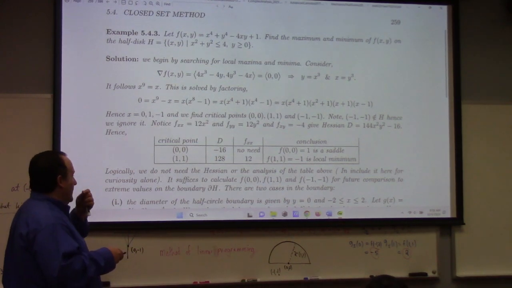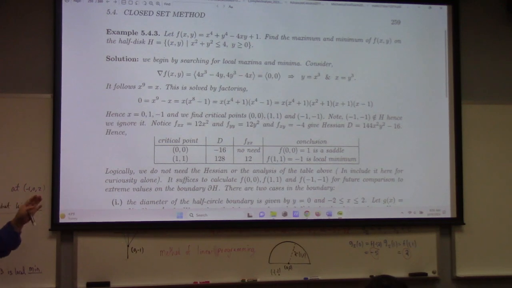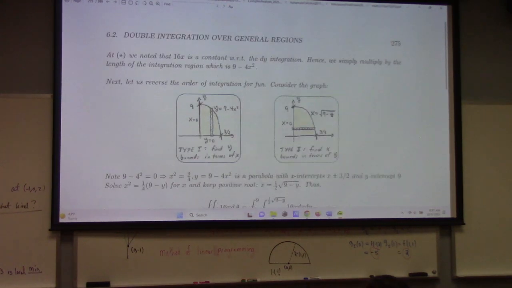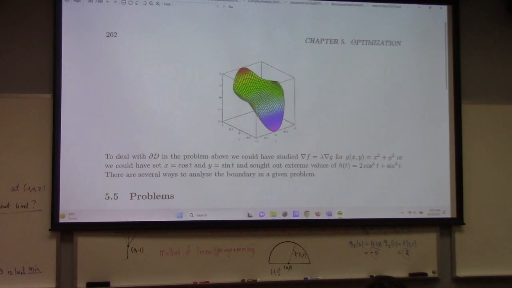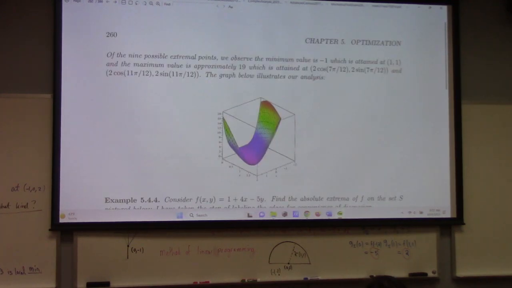All right. Now, I need to look at the boundary. The boundary here has got 2 pieces, right? It's a circle and it's a line segment. The double scrolling. It got me again. Stupid double scrolling. I hate you, double scrolling.